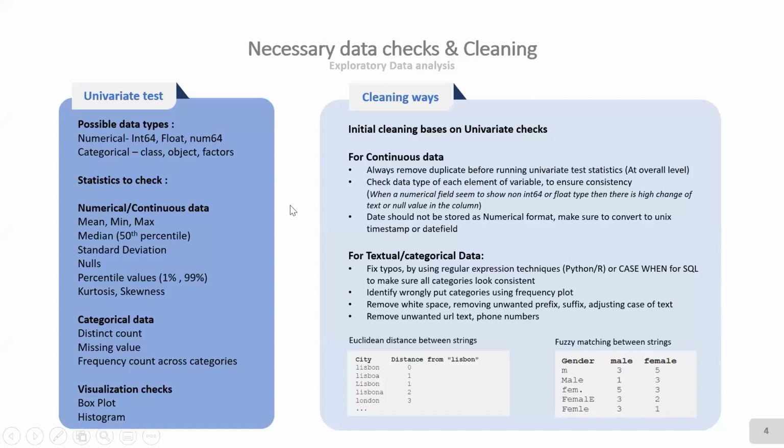Talking about textual or categorical data, we've always seen there are some kinds of typos that might exist in the data, and there is a need to deal with those typos. There are a lot of sophisticated approaches like Euclidean distance and fuzzy matching available that you can apply. But even before that, you should check for any white space, any unwanted text, any special characters like @, hash, underscore, slashes. You should not have these in your data when you are cleaning it.